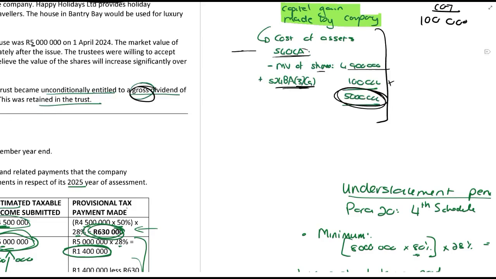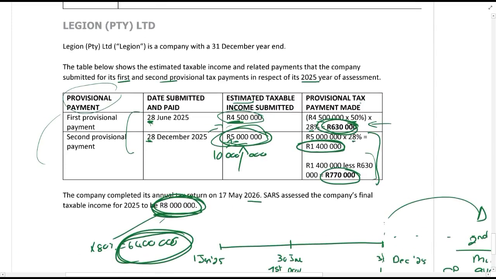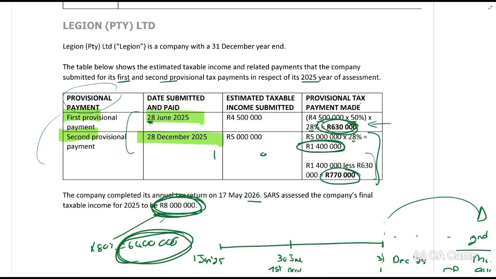Okay, so let's quickly go and see again. So I'm going to remind you what happened here. This company, and we'll talk about it quite quickly, made a first and second provisional tax payment before the due date. So that's good. It means there's no late payment penalties calculated in terms of paragraph 27 of the 4th Schedule. For the first one, they thought the taxable income would be 4.5 million, or that's what they submitted. The second one, they submitted that it's 5 million. But their actual taxable income was 8 million.